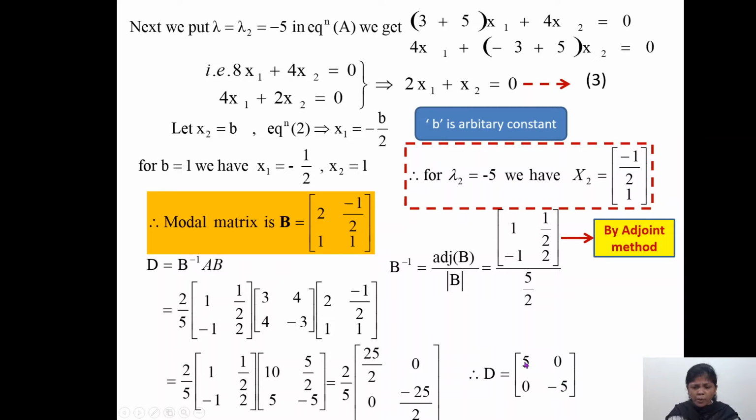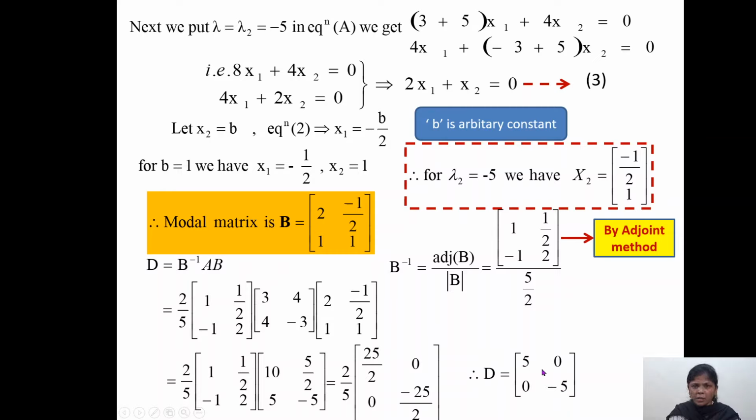Note here the important thing. If you observe these diagonal elements carefully, what are the diagonal elements? 5 and minus 5, and if you recall, 5 and minus 5 are nothing but the values of the eigenvalues, right? So remember, in case of diagonalization, when we reduce a given matrix to a diagonal form, the diagonal elements are nothing but the eigenvalues of the matrix. In this way you can verify whether your answer is correct or not, because these two are nothing but eigenvalues. So this diagonalization is correct.